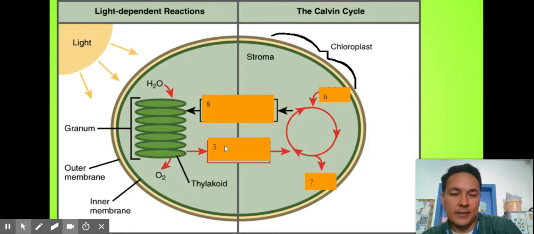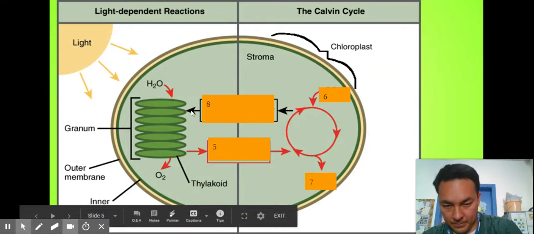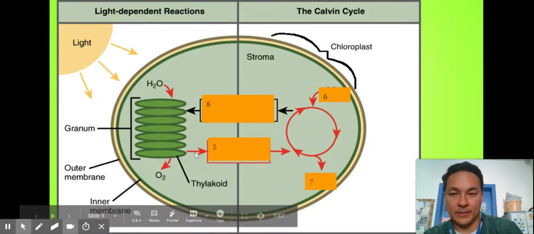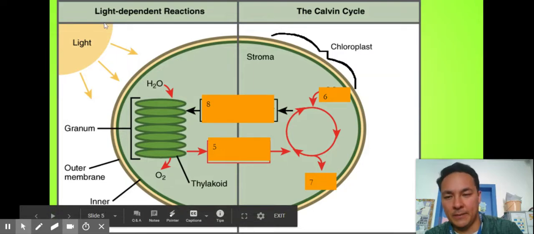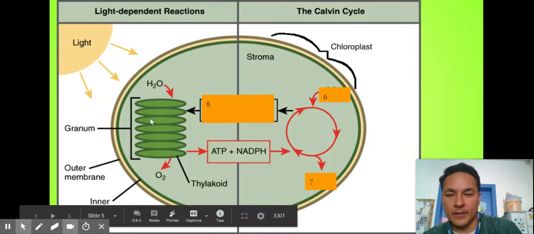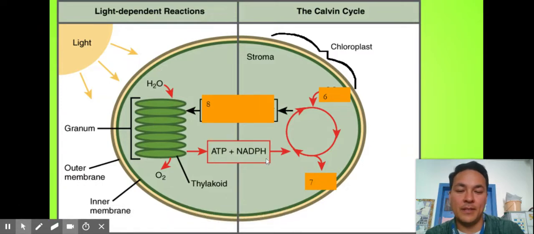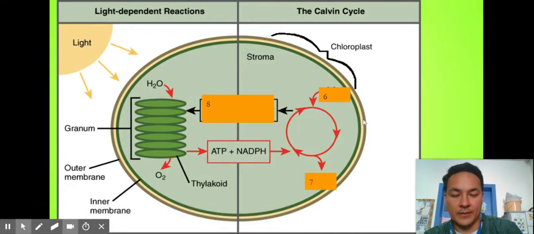They're going to make the reactants for the Calvin cycle. The Calvin cycle is going to make the reactants for the light-dependent reactions. So you can see a big cycle here in between what we call the light-dependent reactions and the Calvin cycle. So the light-dependent reactions are going to produce ATP and NADPH. This would be energy and a high-energy electron carrier. They go to the Calvin cycle.